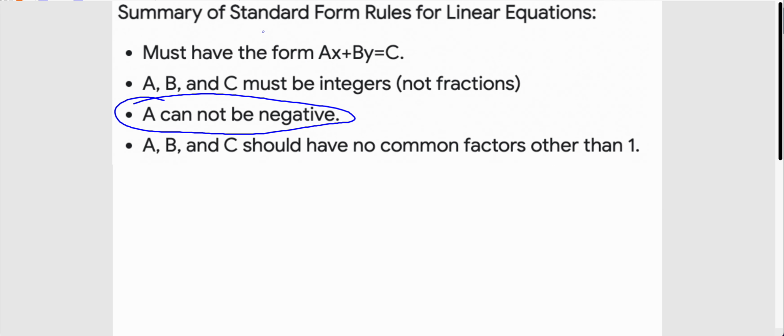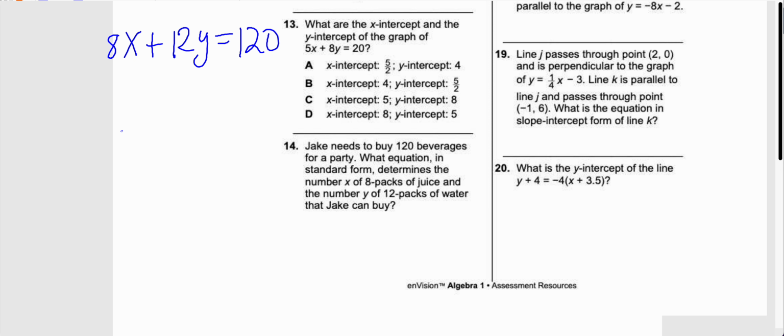They have to be in simplest form. They can have no common factors over 1, and they all have a common factor. 8, 12, and 120 share common factors. They share the factor of 4.